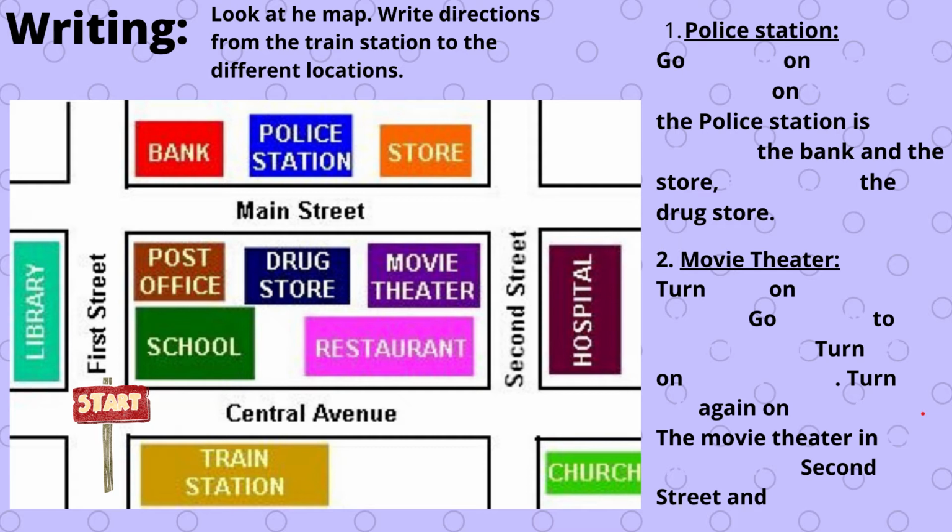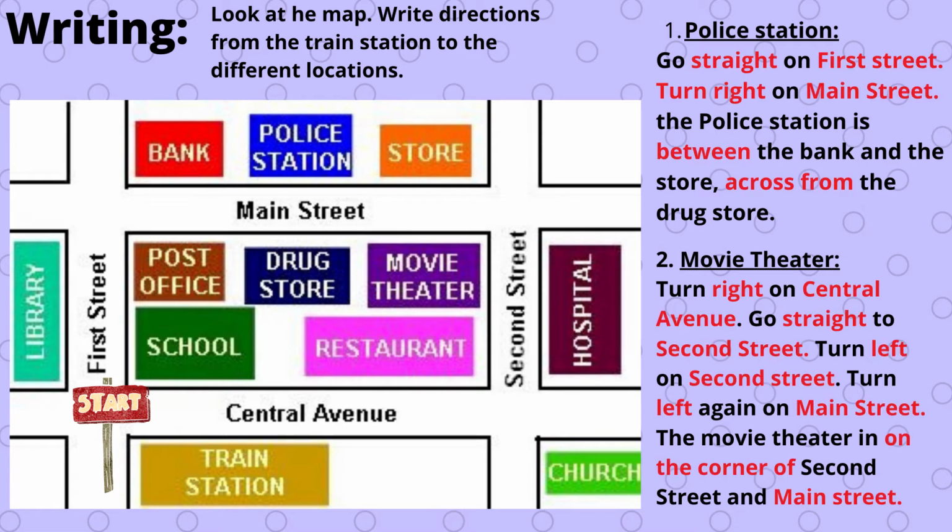All right, let's see how we did. Number 1 asks for directions from the start sign to the police station. Let's look at the correct answers. Number 1, police station. Go straight on 1st Street. Turn right on Main Street. The police station is between the bank and the store, across from the drugstore.